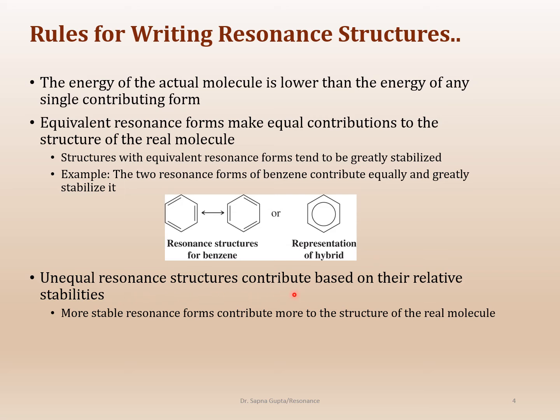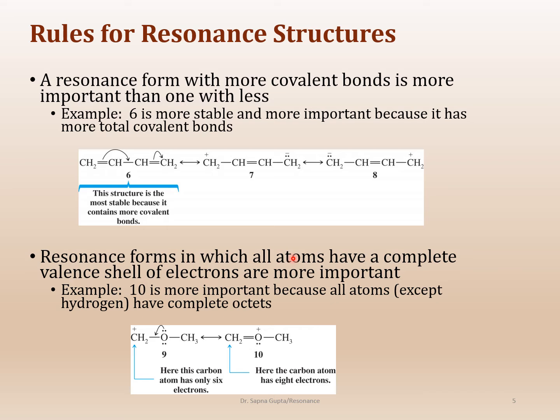The unequal resonance structures contribute based on their relative stabilities, okay, which means that if a structure is more stable, it contributes more. If it is less stable, it will contribute less. So what is a more stable structure? Okay, so let's look at the stability over here. The stability depends on, first of all, the total number of covalent bonds. The more covalent bonds there are, the more stable a contributing structure is. What does it mean by covalent bonds?